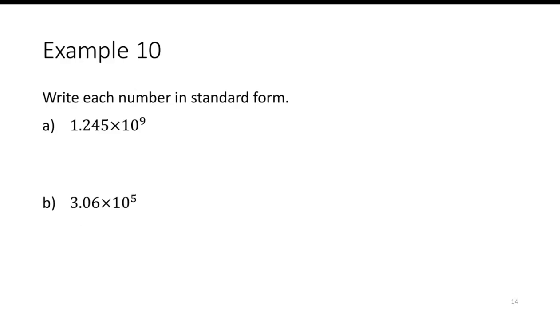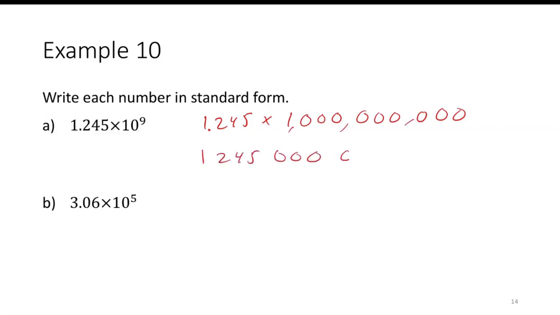So if I want to go the other way, I want to make sure that I have 9 places to the right. So essentially what's happening, I have 1.245, and I'm multiplying by a 1 with 9 zeros to the right. So that's basically the same thing as moving the decimal 9 places to the right. So I would need to do 1, 2, 3, 4, 5, 6, 7, 8, 9.